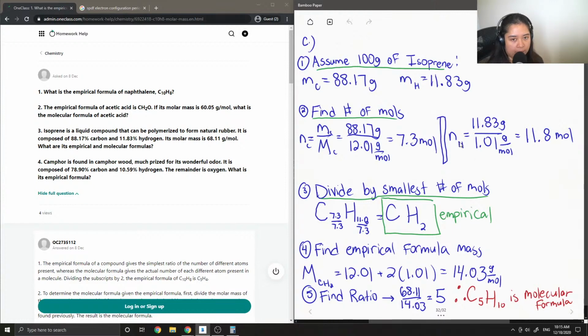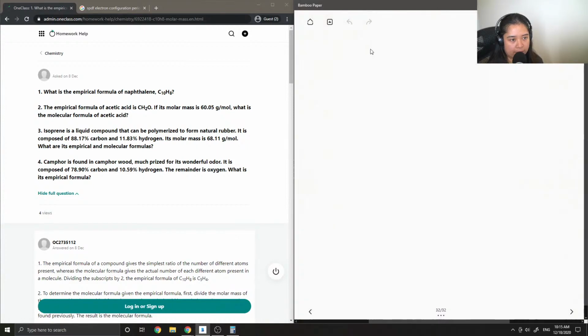And now let's answer part D. I'll also start a new page again. Camphor is found in camphor wood, much prized for its wonderful odor. It is composed of 78.90% carbon and 10.59% hydrogen. The remainder is oxygen. What is its empirical formula? This is similar to the previous part, but they need us to find the percentage of camphor that is oxygen.